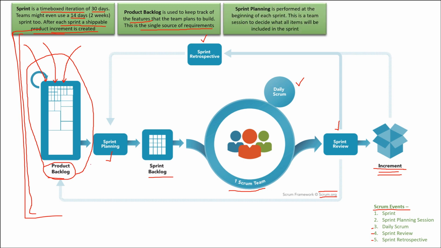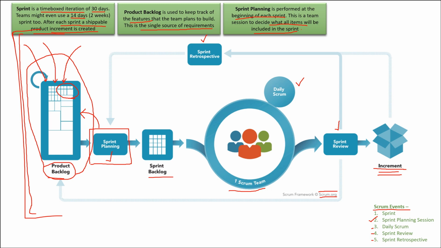Next is sprint planning. You see sprint planning here, which is one of the sprint events, number 2 here, right? So what is this sprint planning session? This is basically a session or a meeting which is performed at the beginning of each sprint. So when you're starting your sprint, the first thing you're going to do is to do a sprint planning session. And what you're basically doing is deciding what all items will be included in the sprint. So you're taking a look at your product backlog and you're deciding, these are the items that we are going to take in as part of this sprint.